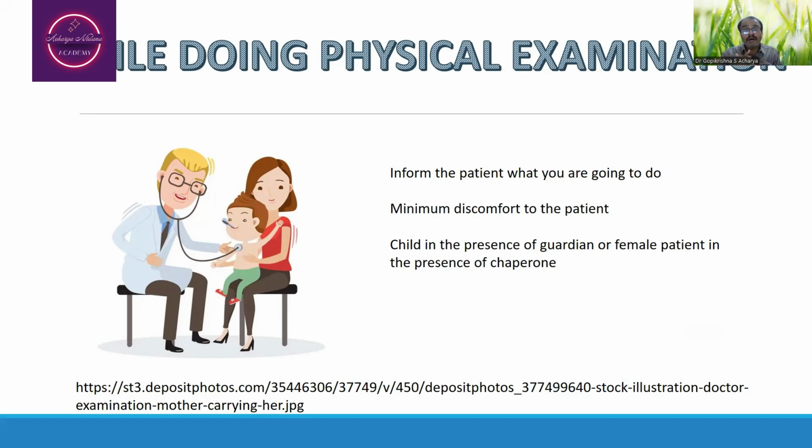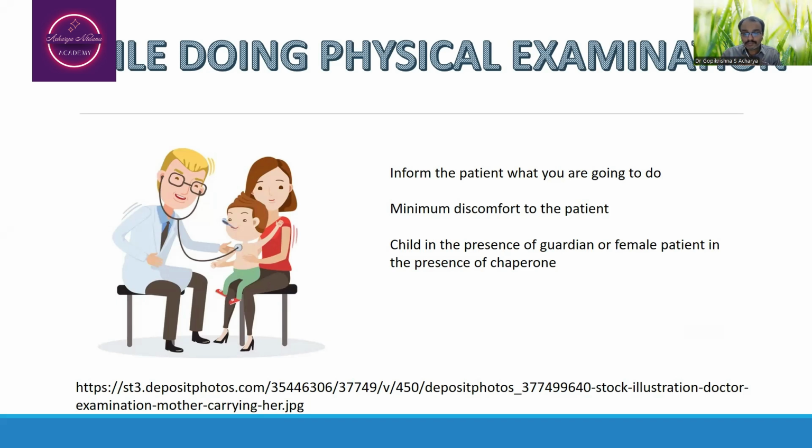Whereas if the patient is of teenage or adult age, then we do the system-wise examination rather than region-wise examination. Make sure that the patient has minimum discomfort. If the person has abdominal pain, minimum discomfort is possible if you drape and cover the other parts, only exposing the abdomen properly. This produces the minimum discomfort to the patient.